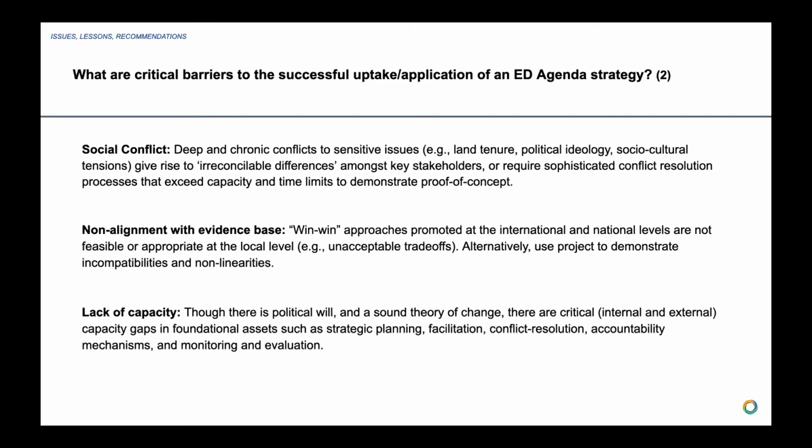There could also be a critical lack of capacity. So you could have political will with the government, and you might have a sound theory of change, but you might not have the internal or external capacity to do proper strategic planning, to do those sophisticated facilitation and conflict resolution processes, to establish accountability mechanisms, especially, for example, for anti-corruption, and monitoring and evaluation.